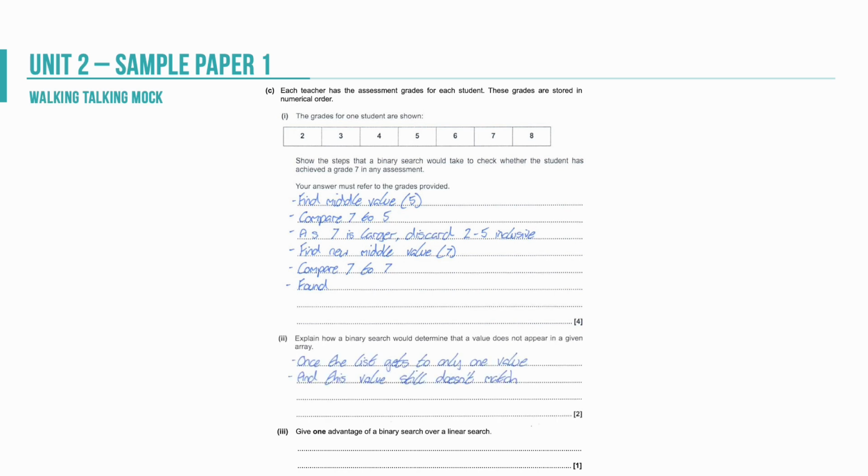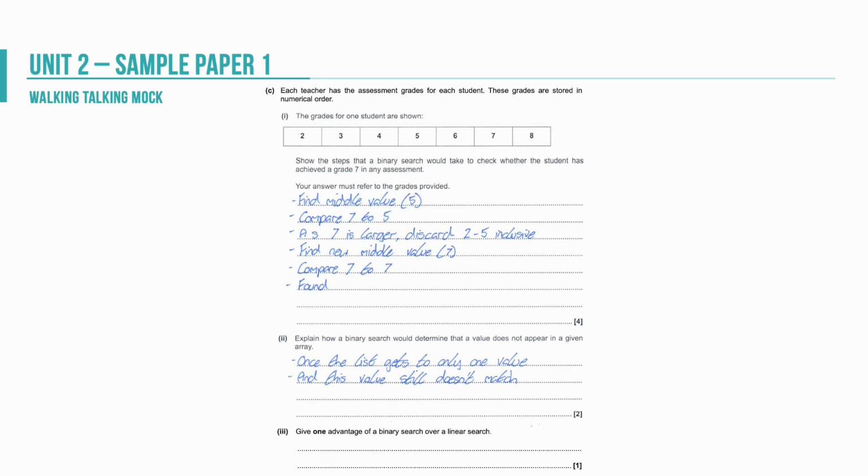The answer is, once the list gets down to only one value, e.g. we've halved the list and then halved it again and halved it again to a point where we've only got one number left, if the value isn't that number, well, it can't appear in the list. So in short, only once the list gets down to one value, check that value, and if it's not that, it can't exist.